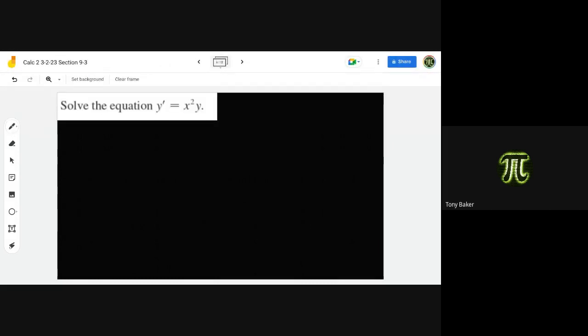All right. What's y prime mean? Yeah. Y prime is the exact same thing as dy/dx. They mean the exact same thing. One's Newton, one's Leibniz. All right. So change that and solve this problem.